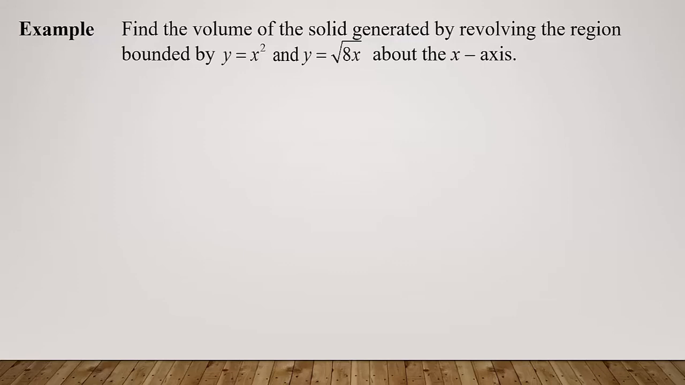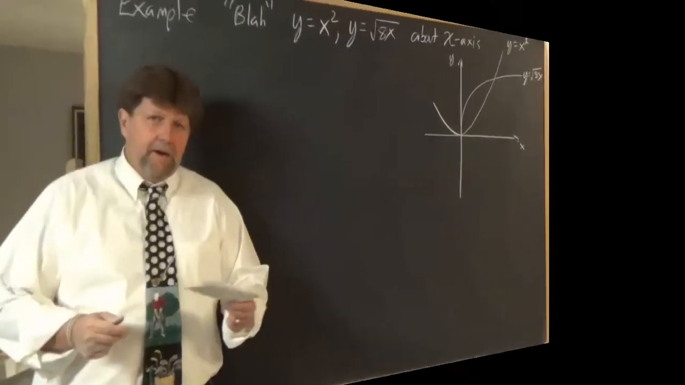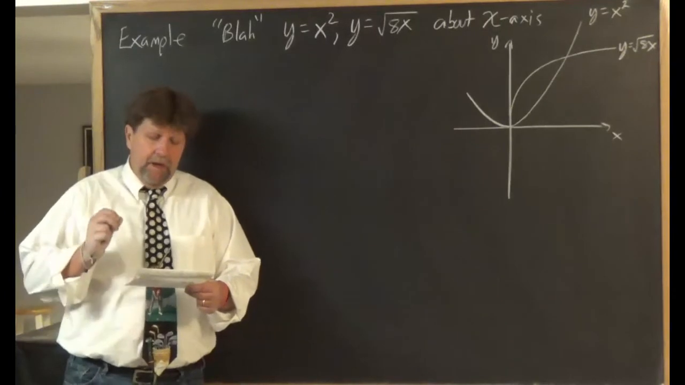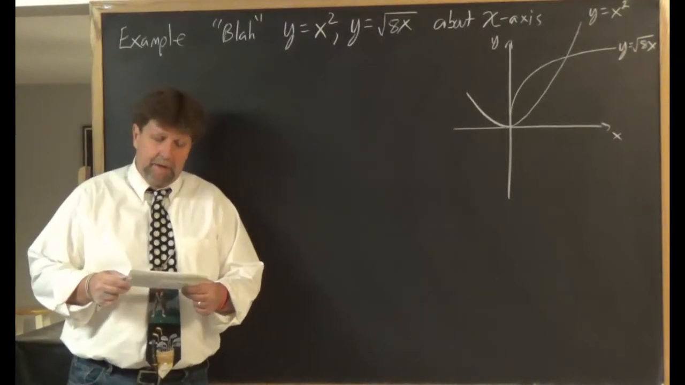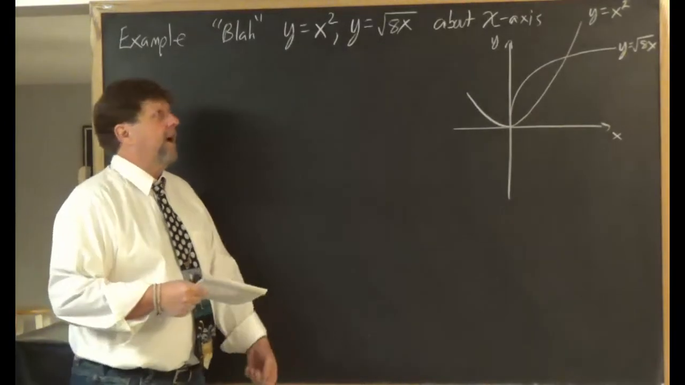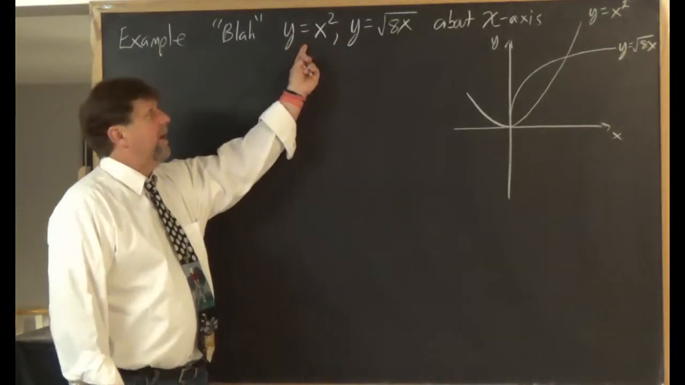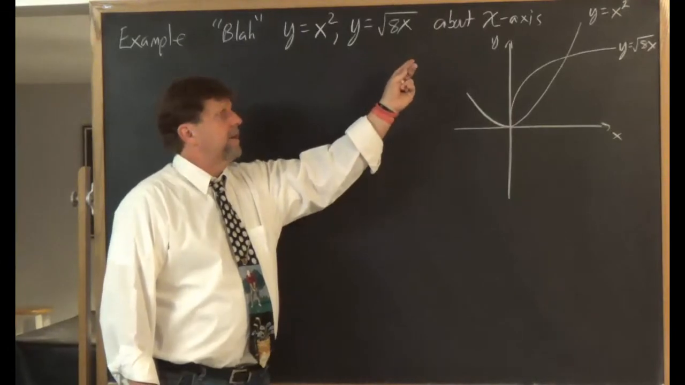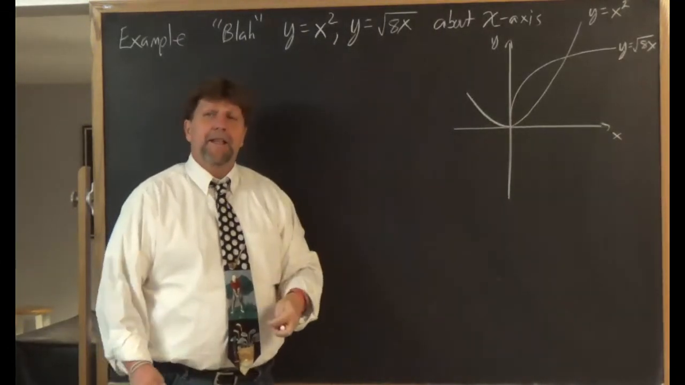Let's find the volume of the solid that's generated by revolving the region bounded by y equals x squared and y equals the square root of 8x. We're going to take that region, revolve it about the x-axis. So let's head off to the chalkboard to work through this example. All right, this example, we're asked to find the volume of the solid generated by revolving the region bounded by the graphs of y equals x squared, y equals square root of 8x, and we're going to take that region and revolve it about the x-axis.